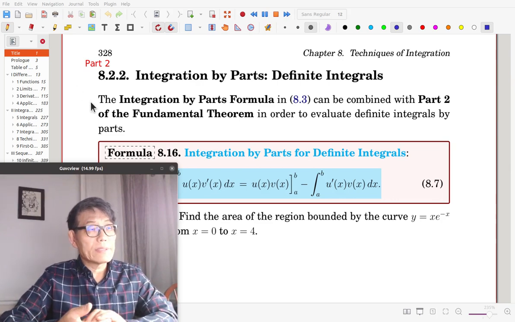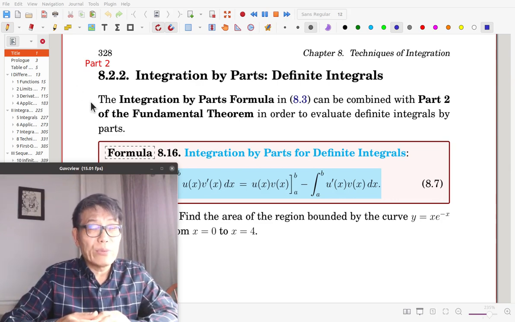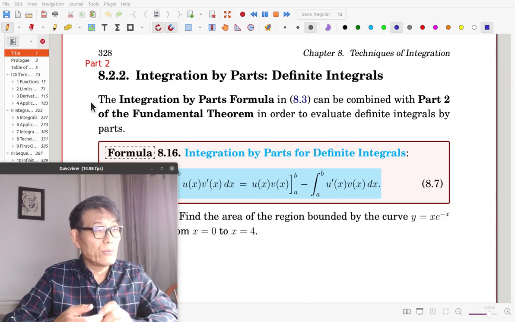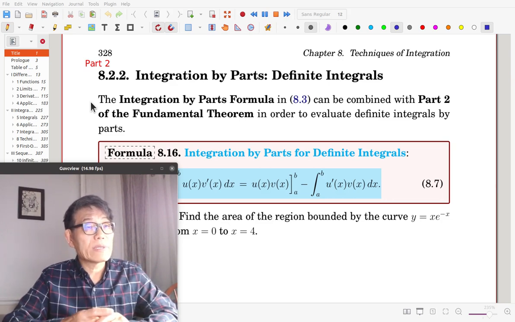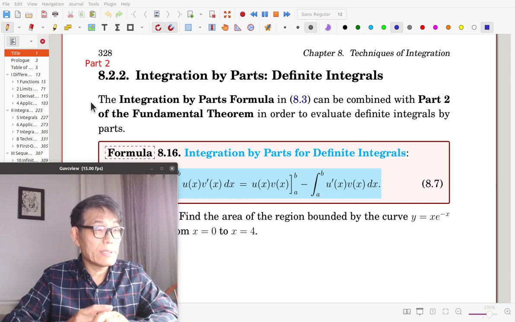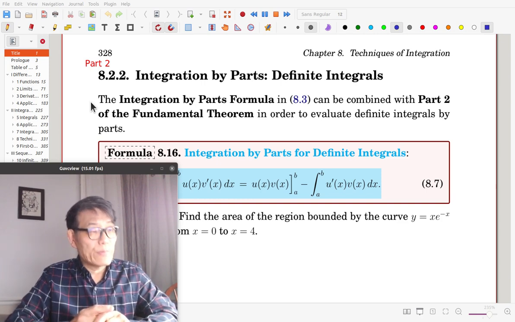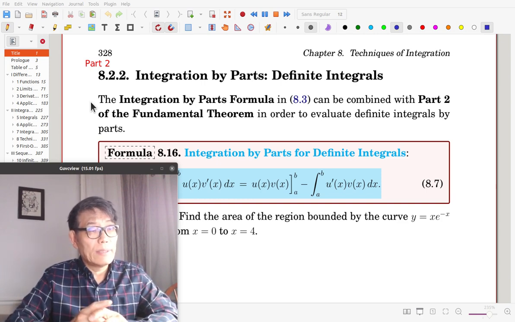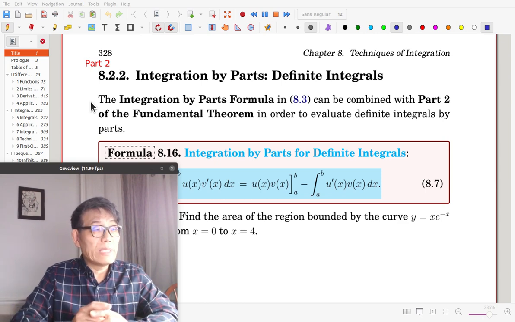It is the second part of section 8.2. Here we'll study integration by parts for definite integrals and for special functions, particularly for inverses of functions.